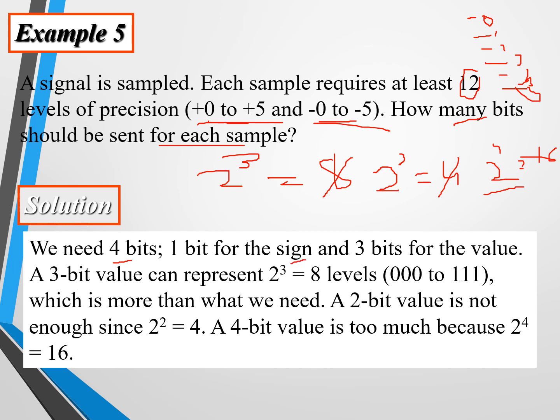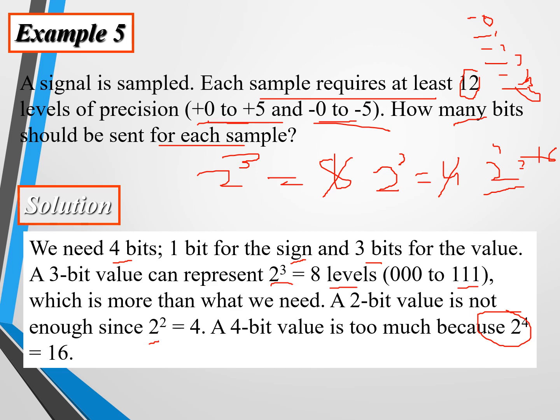1 bit for the sign and 3 bits for the value. A 3-bit value can represent 2 raised to power 3, that is 8 levels. 8 levels are 000, 001, 010, 011, and up to 111. And we require 12 levels, so it will not fulfill our demand. So a 3-bit value is not enough. A 4-bit value is more than what we need because 2 raised to power 4 is equal to 16, but it is our demand that we require 12 levels. So we need this 4-bit.